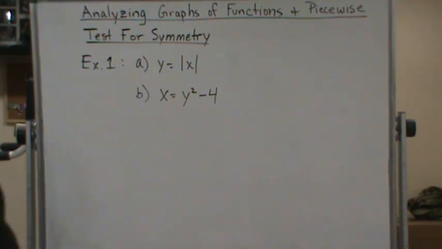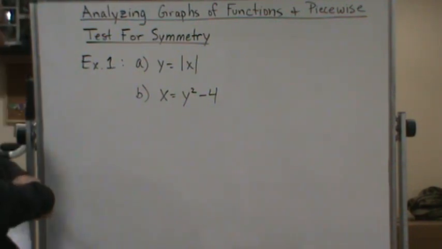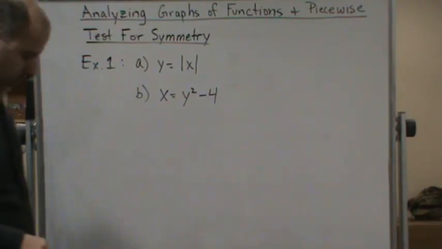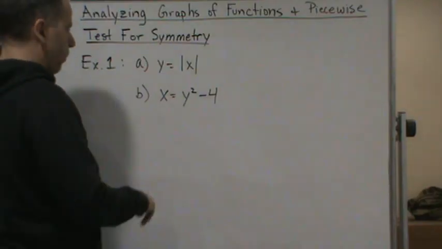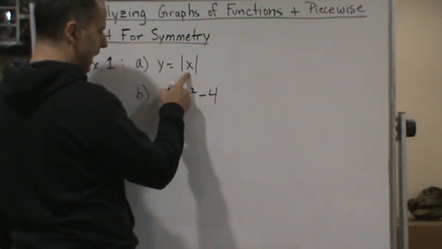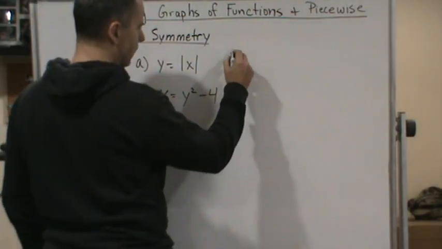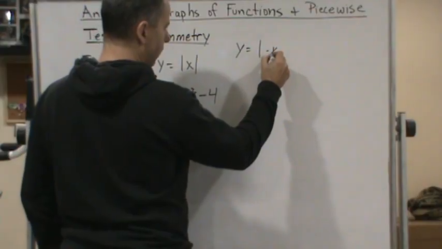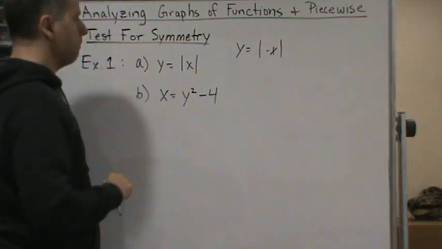All right, let's do a couple of examples here. So we want to see what these are symmetric with respect to, right? So let's take A, and what we're going to do is replace x with negative x, right? So let's do y equals the absolute value of negative x, okay?